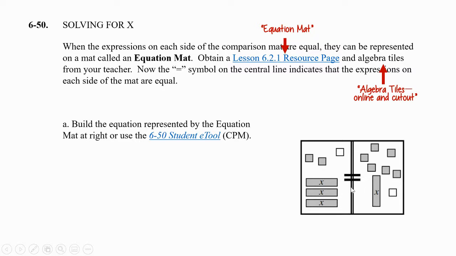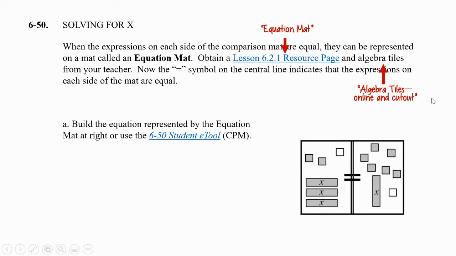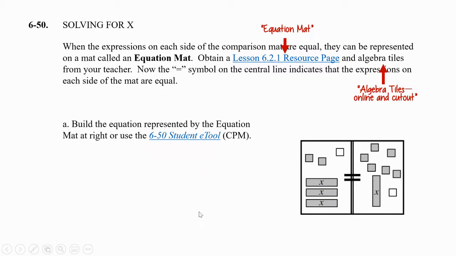All right, so 6-50 part A says to build the equation represented by the equation mat at right, or use the 6-50 student e-tool. That e-tool is the online version of the algebra tiles. If you're using the online version of your textbook, you can just click that link and it will open up. But if you're not there, then you will have to open up this post on Google Classroom and follow my link to get to the online tiles.